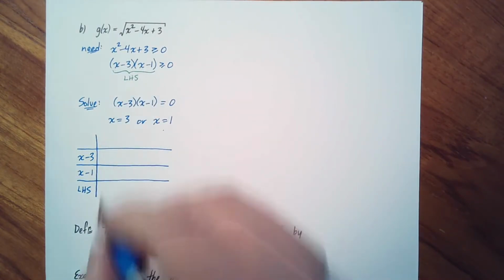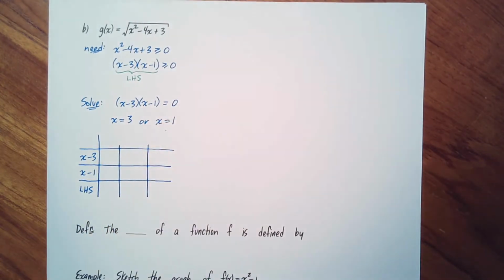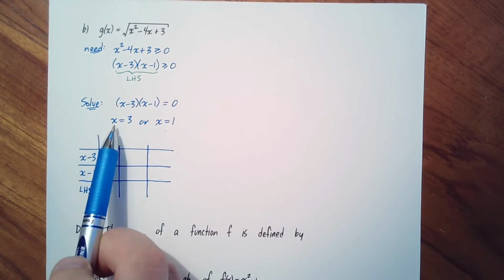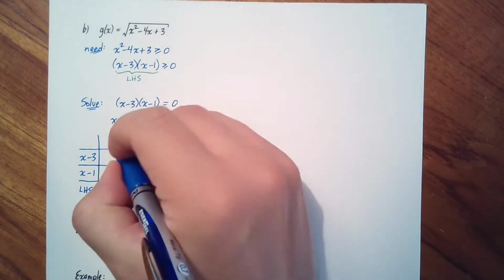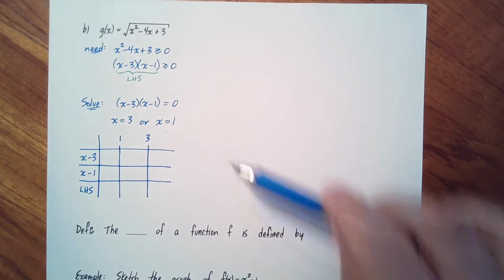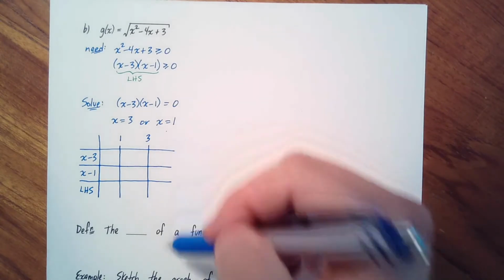Now for columns, we're going to draw a line here and a line here. Why is that the case? Well, I'm drawing one vertical line for each of the solutions that we had to the associated equation. So I've got one for the number 1 and then one for the number 3, because those were the two solutions to this equation. If I had another solution, I'd have a third line drawn down.